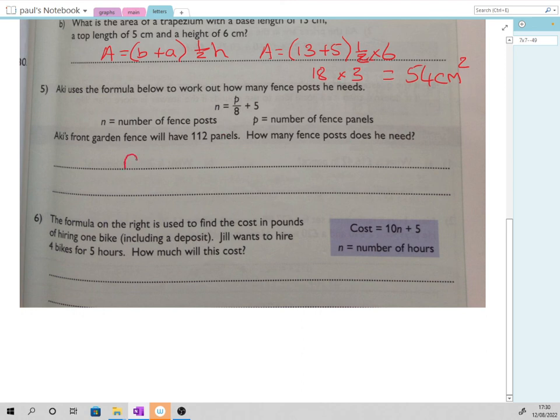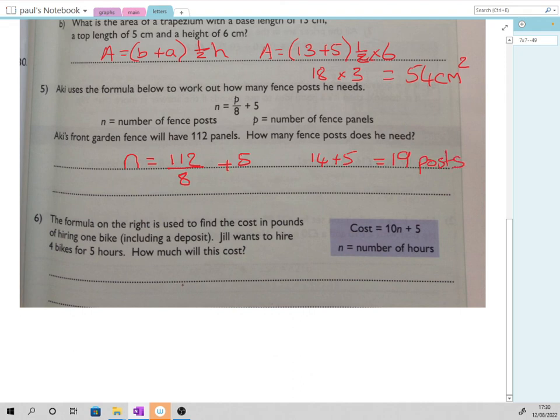So N equals panels, 112 divided by 8 plus 5. Now you must do the divide bit before the plus. So I'll do that, 112 divided by 8, which is 14. So that equals 14 plus 5, which equals 19 posts.